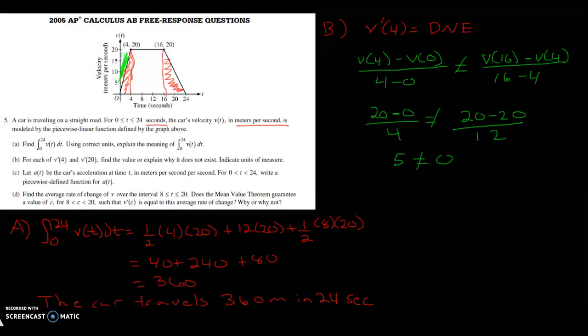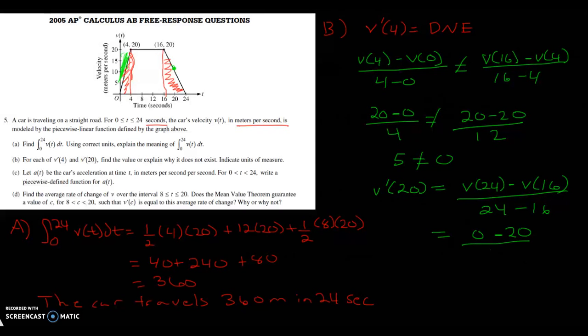So now, it says find v prime of 20. Well, that one's going to exist because it's right in the middle of this. So v prime of 20 is going to equal v of 24 minus v of 16 over 24 minus 16, which is going to equal 0 minus 20 over 8, which is negative 20/8, which reduces, divided by 4, to negative 5/2 meters per second squared, right? Because that's the units. The first one was meters per second, so this one has to be meters per second squared.